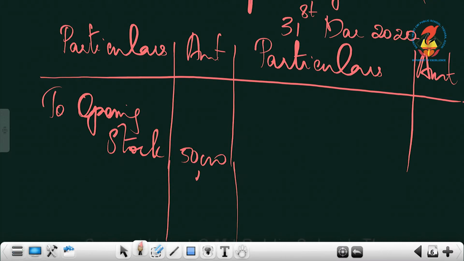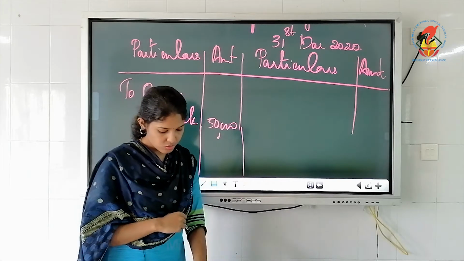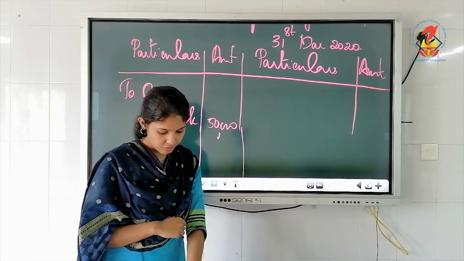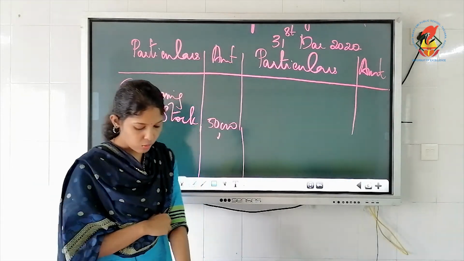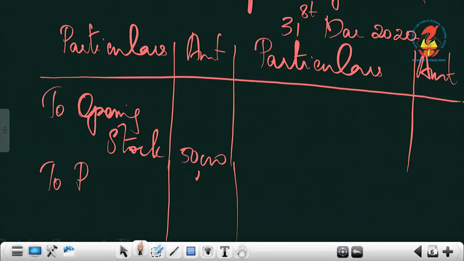Then with the next item we usually write purchases. So you just see whether the purchases figure is given. It would be given. You have to see whether returns are also there. Here we don't have any returns. So you just write purchases. Figure in the outer column you can write 1 lakh.